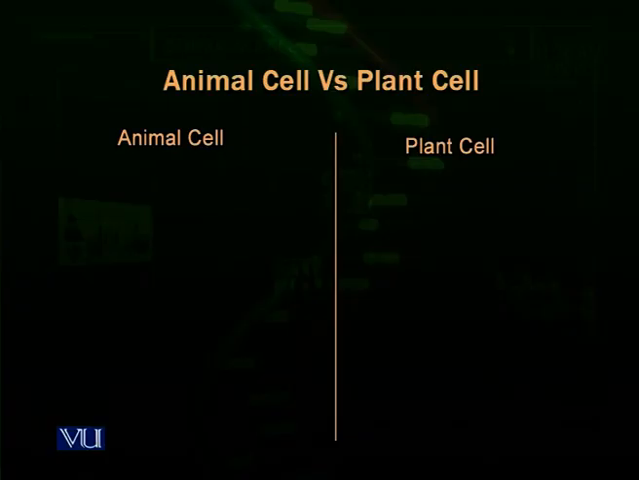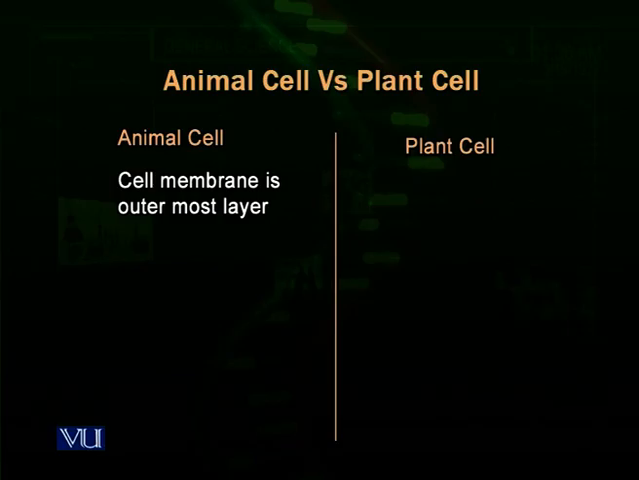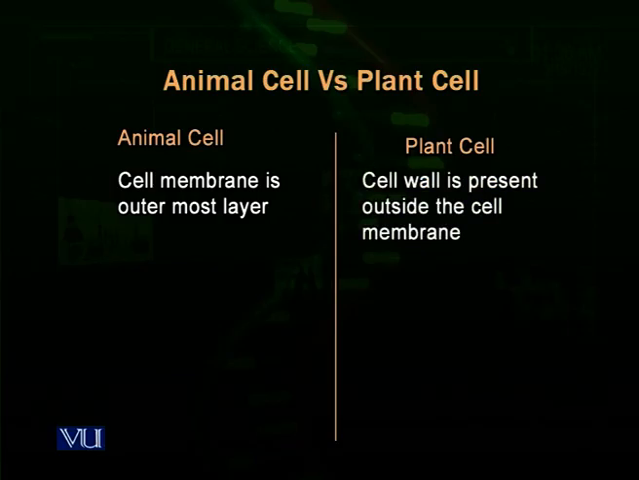Animal cells. In animal cells, the cell membrane or the plasma membrane is the outermost layer, but in plant cells there is a cell wall that surrounds the cell membrane, which means that plant cells have their outermost layer, the cell wall, but in animal cells the outermost layer is the cell membrane or the plasma membrane.